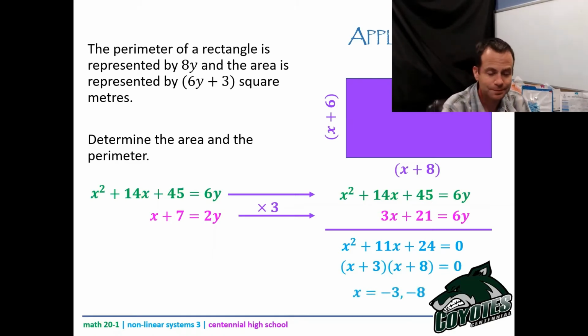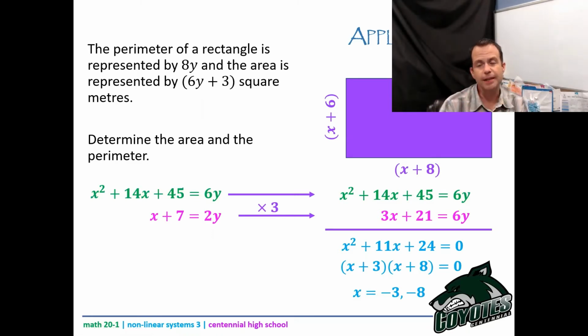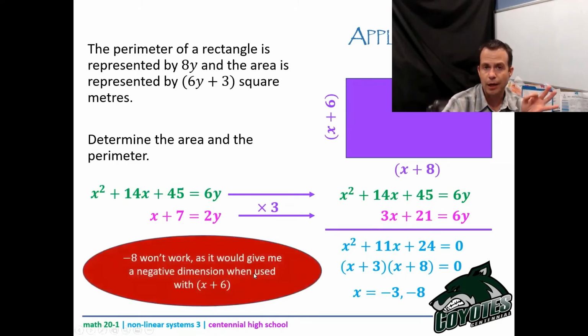Now, I ask myself, do both of those work in context of the question? The negative 3 would work. I can plug a negative 3 in for x here, and I can plug a negative 3 in for x here, and both of those are viable dimensions. The negative 8 doesn't work, because if I plugged a negative 8 in here, this would be negative 2, this would be 0. Those are not viable dimensions for a rectangle. Okay, so the negative 8 is out. The negative 8 won't work, as it would give me a negative dimension when used with the x plus 6.